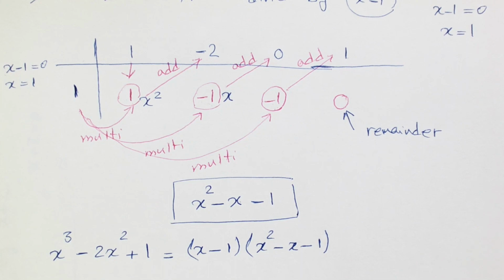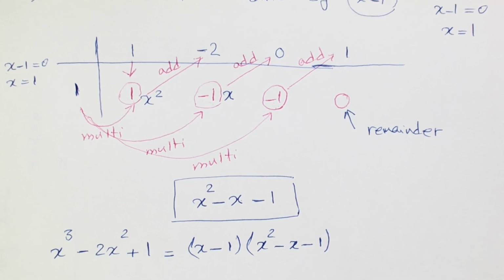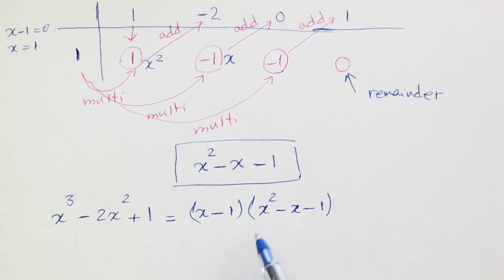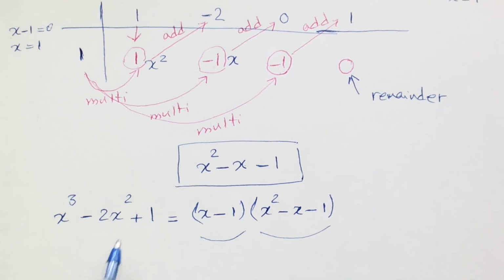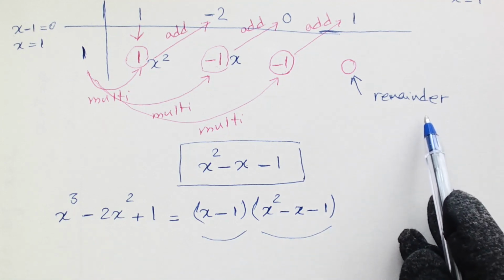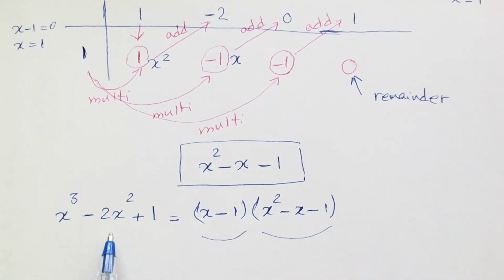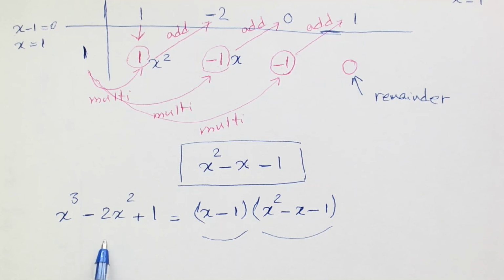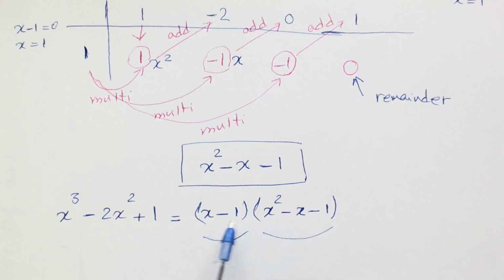Because in this example the remainder is 0, we can call each of these two parentheses a factor of this polynomial. So anytime in division the remainder is 0, we can write our main polynomial or dividend as the multiplication of the divisor and quotient. So these two parentheses are factors of our polynomial.